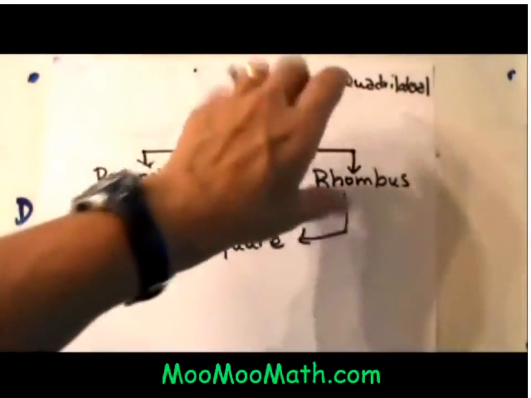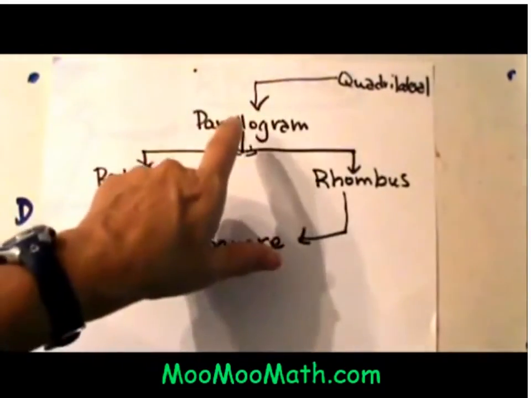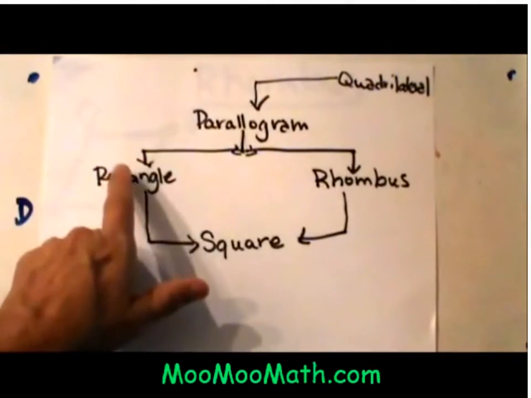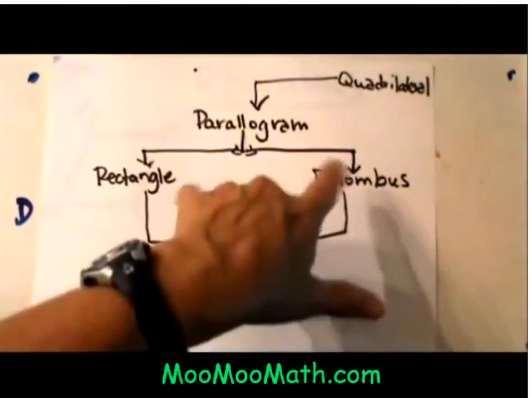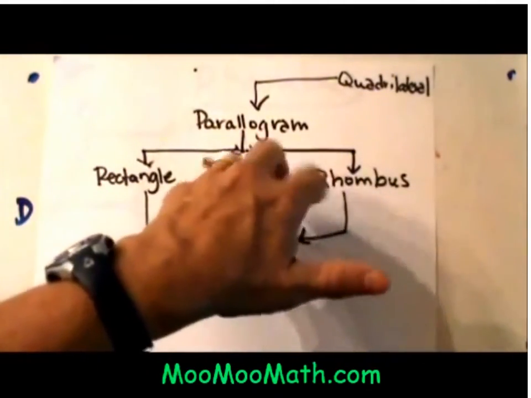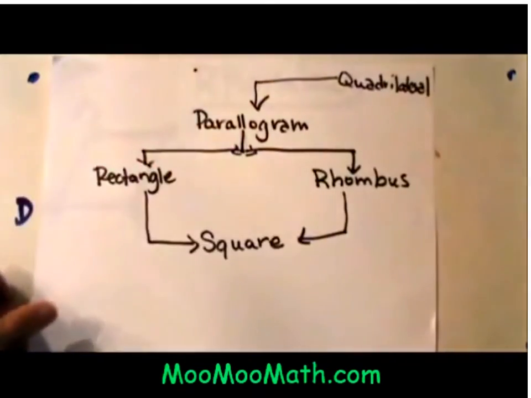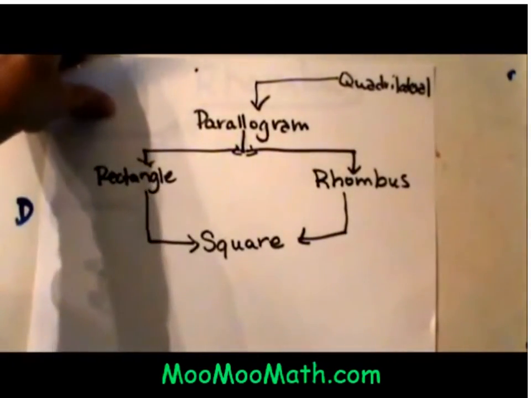So we have quadrilaterals, and then a smaller subgroup of parallelograms, and there are rectangles over here, and then there are rhombuses over here, and these two are not the same. They're two different groups. So let's look at how a rhombus is different than a rectangle.